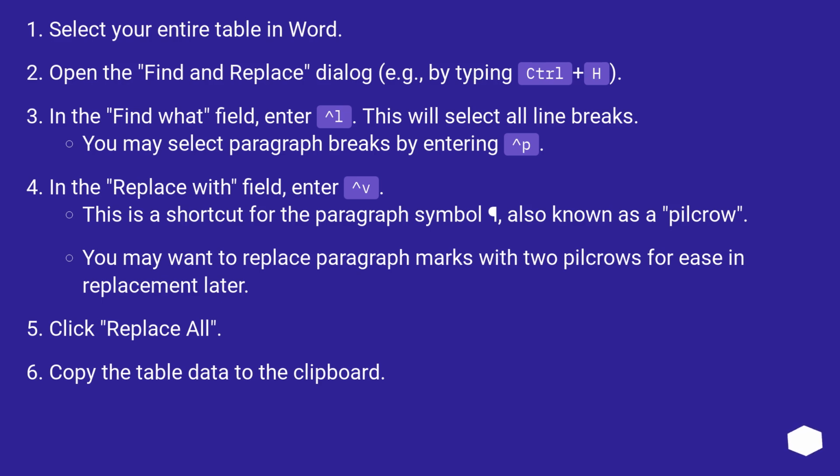In the Find What field, enter ^l. This will select all line breaks. You may select paragraph breaks by entering ^p.